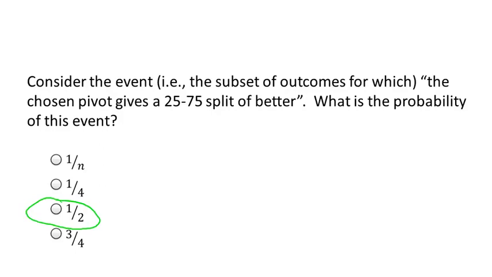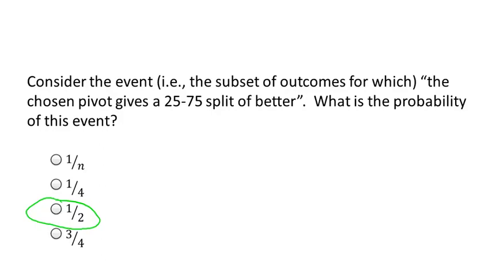So to see why, let's again be precise about what is the event that we're talking about, then we'll compute its probability. So when does a pivot give you a 25-75 split or better? Well, for concreteness, suppose the array contained just the integers between 1 and 100. Now what's the property we want? We want that both of the 2 subarrays have at least 25% of the elements. Neither one has more than 75% of the elements.